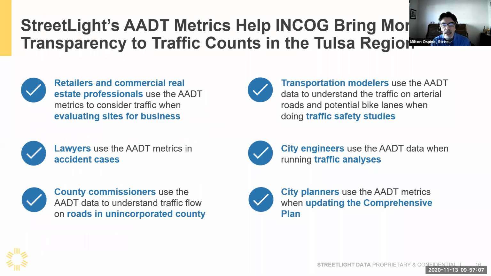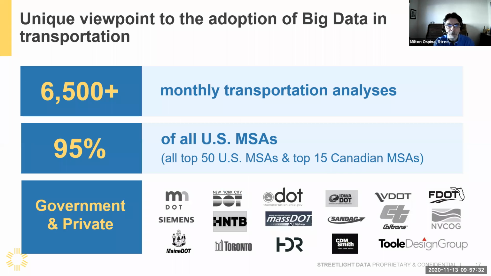And one of the things they were able to identify is who's using this data. So traffic counts, retail and commercial, lawyers, interestingly enough, which kind of makes sense. They want to look at exposure levels for accidents, particularly bike, pedestrian, and things like that. County commissioners, obviously city engineers and city planners. So lots of different folks can leverage that type of data.